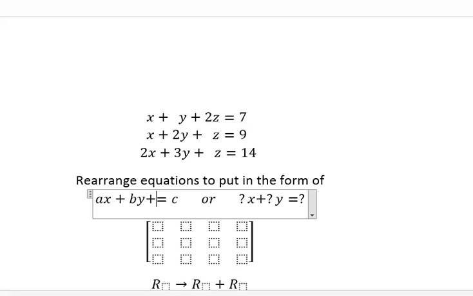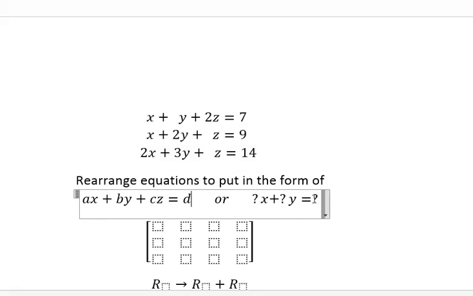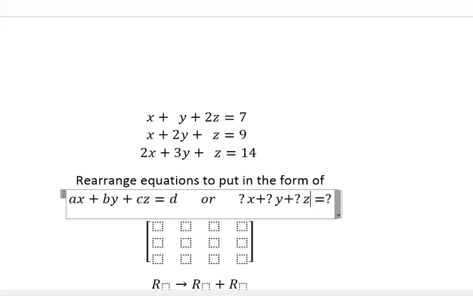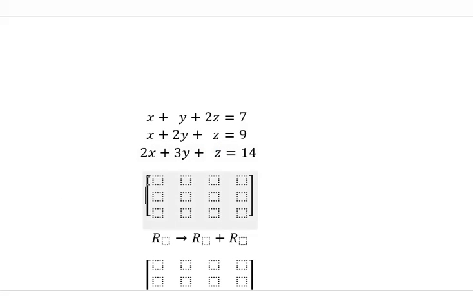Now first up, do we need to rearrange any of these equations to put them into the form of ax plus by plus cz equals d, or question mark x plus question mark y plus question mark z equals question mark? The truth is, all of these equations are already in that form. They have the x terms first, then their y terms, then their z terms, and then finally their answers. So we don't need to do any rearranging.